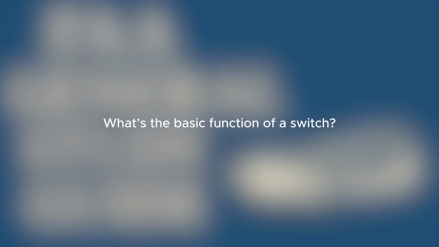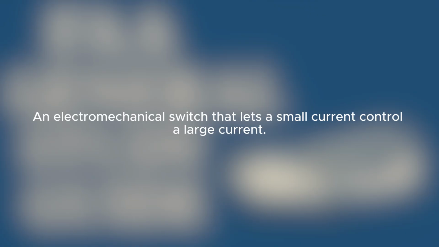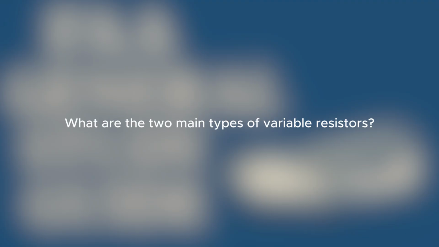What's the basic function of a switch? To control current flow. What's a relay? An electromechanical switch that lets a small current control a large current. What's a current limiter? A heavy-duty fuse used to protect sections of an electrical system. What are the two main types of variable resistors? Rheostats and potentiometers.